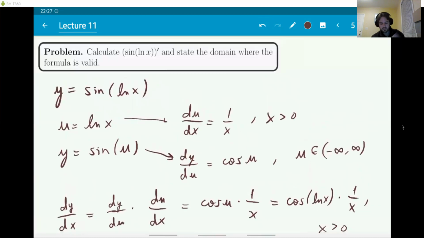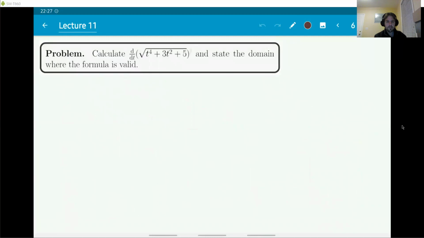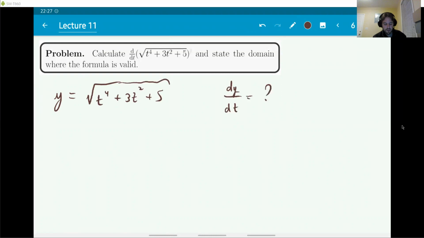So let's move on to the other one. Calculate d dt of the function square root of t to the fourth plus 3t squared plus 5, and state the domain. Okay, so let's call y the function. This time we actually want to find dy dt. The variable was given to us as t, the independent variable. The thing that we want to find is dy dt. Well, we look at y and you realize it is a function of a function. There is what you can call an inner function, u equals t to the fourth plus 3t squared plus 5.